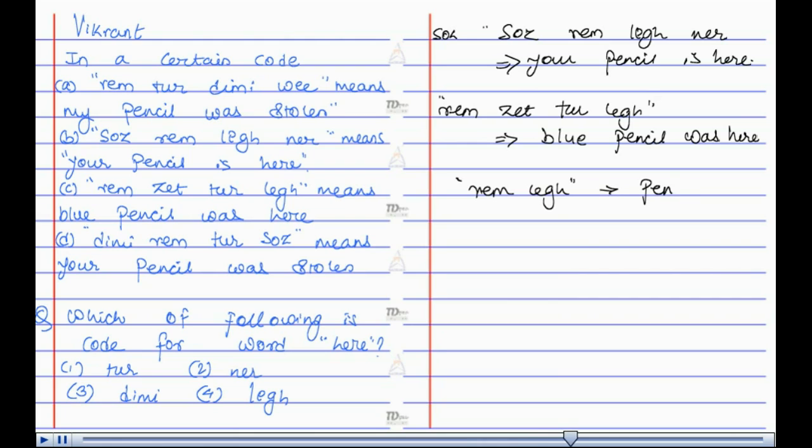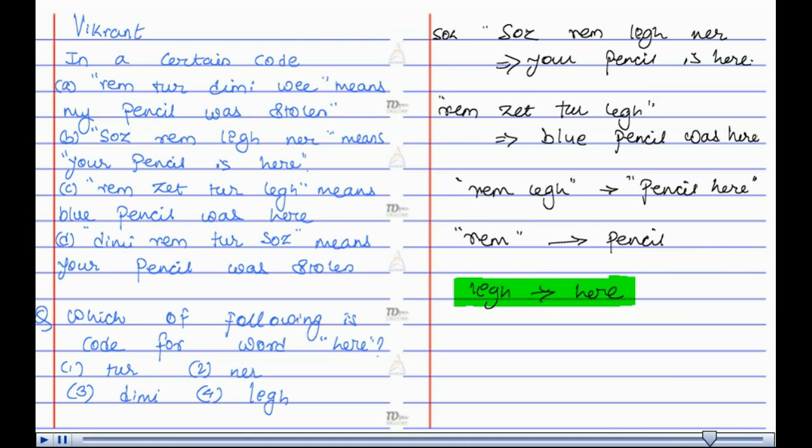"pencil here." Then further from A, B, C and D we can say that "rem" means "pencil." So the only word that is left is "leg," which means "here." That is our required option. Therefore, the answer turns out to be the fourth.